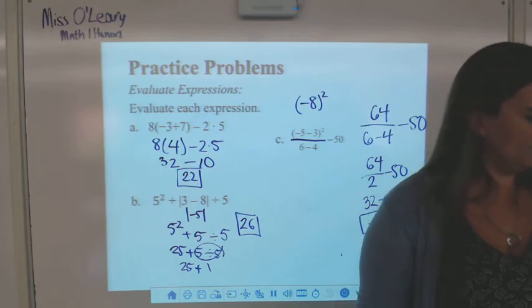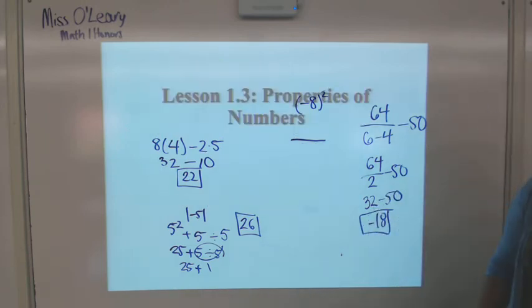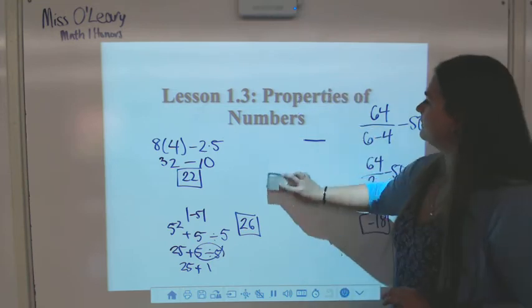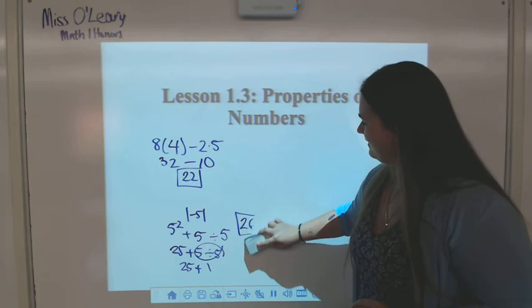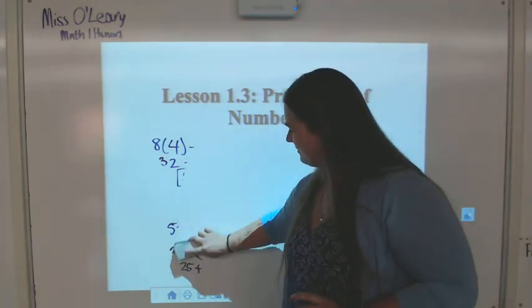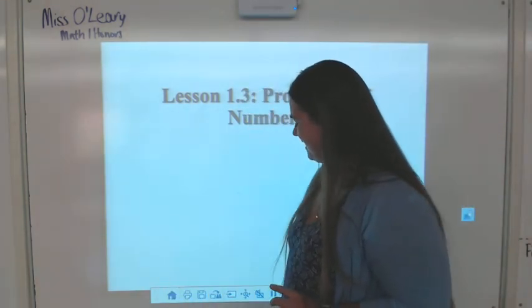Now we're going to move on to our last skill for this lesson. We're going to talk about the properties of numbers. Now this one has lots of notes to write, so if you have not been writing since March, you may want to take a break, stretch out your fingers for a second.